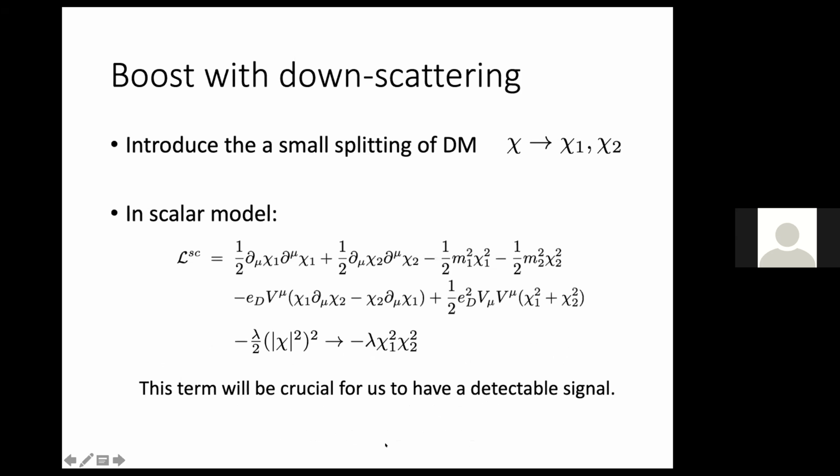In the scalar model, there's actually another additional marginal interaction: the four-point self-interaction of this scalar field. After we introduce a mass splitting, it will also generate a scattering between chi1 and chi2. We will show that this interaction is very crucial for us to have a signal. It is not relevant to the scattering of dark matter with the electrons, but why is it important? Because it will change the relic abundance of this excited state in today's universe, as we will see later.